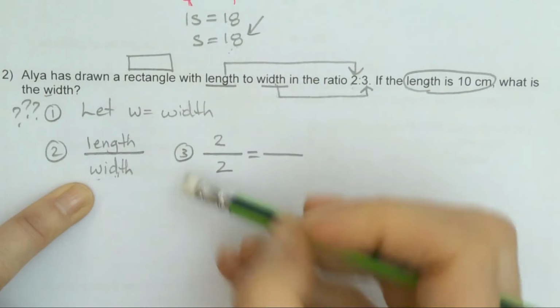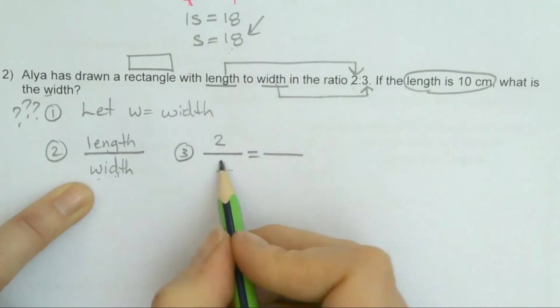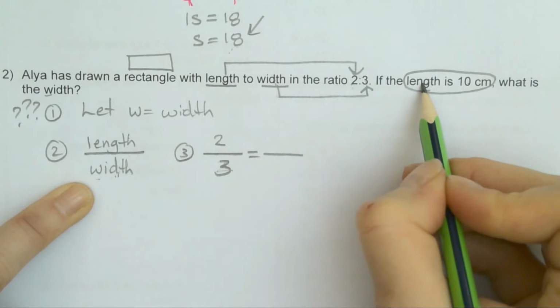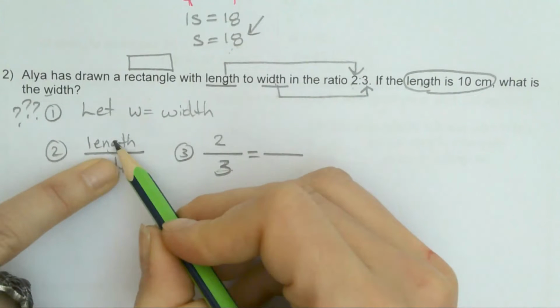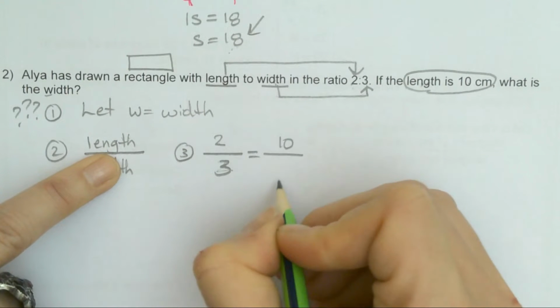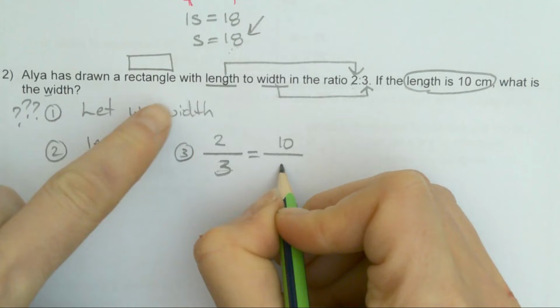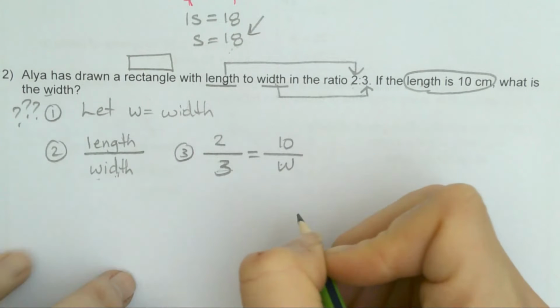3 is down. Now this 10 is with the length. So length we chose to be up, so the 10 goes here. We don't know the width. We have to find the width, so we're going to use our W here.